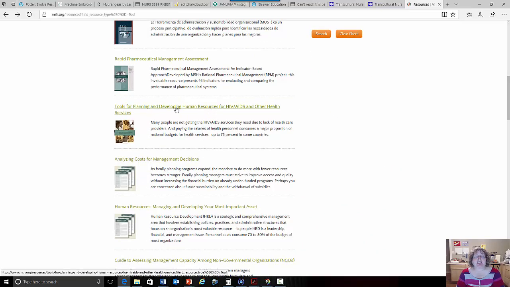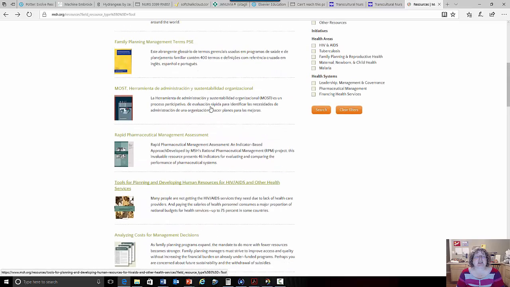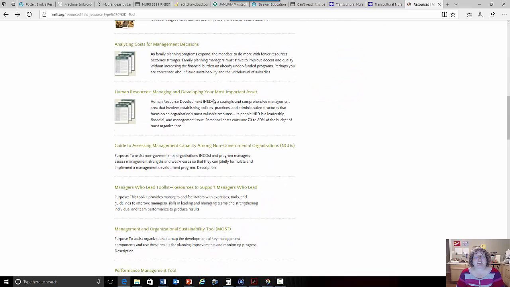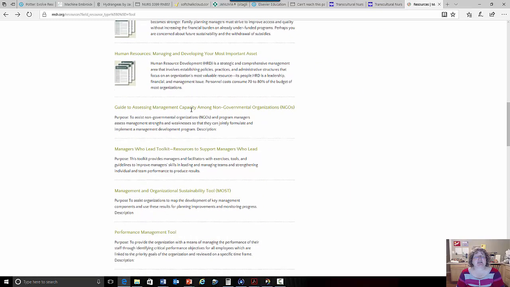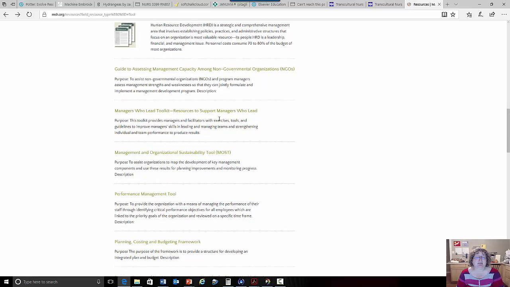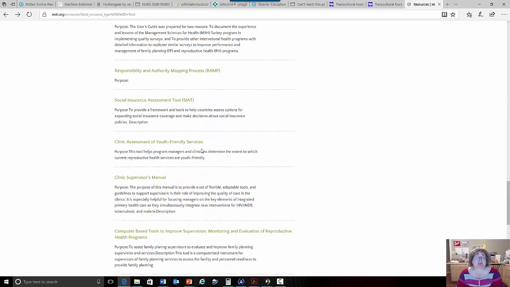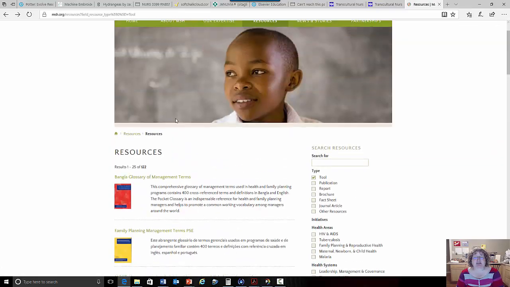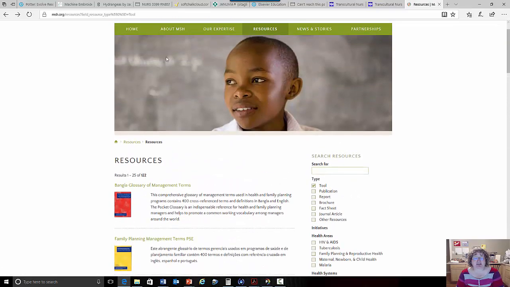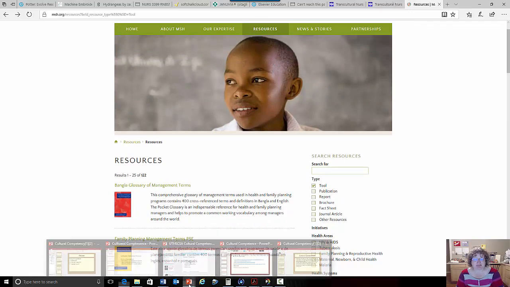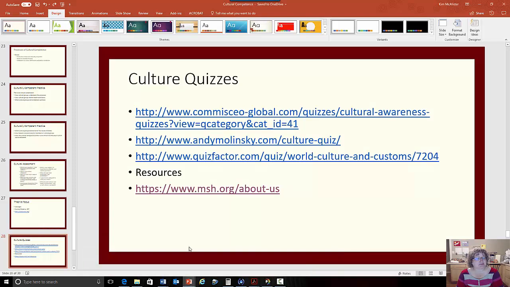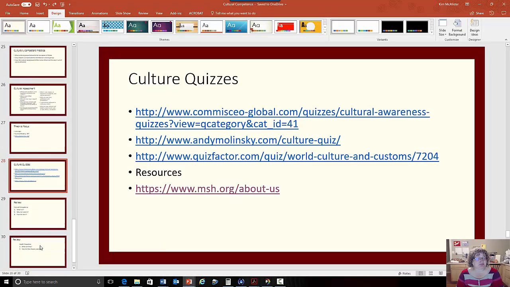They have tools for planning and developing human resources for HIV and other health, managing and developing assets. Some of this is business related and management related, but if you keep going through it, it has some specific resources and information about cultures in specific areas that they are looking on that I thought might help.